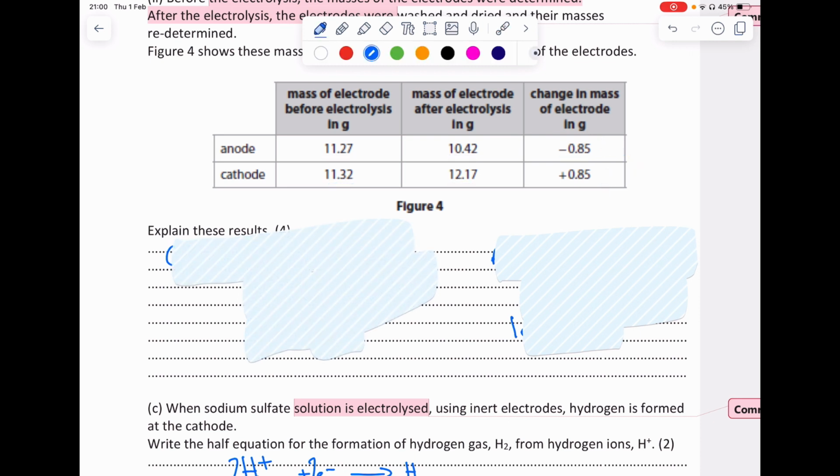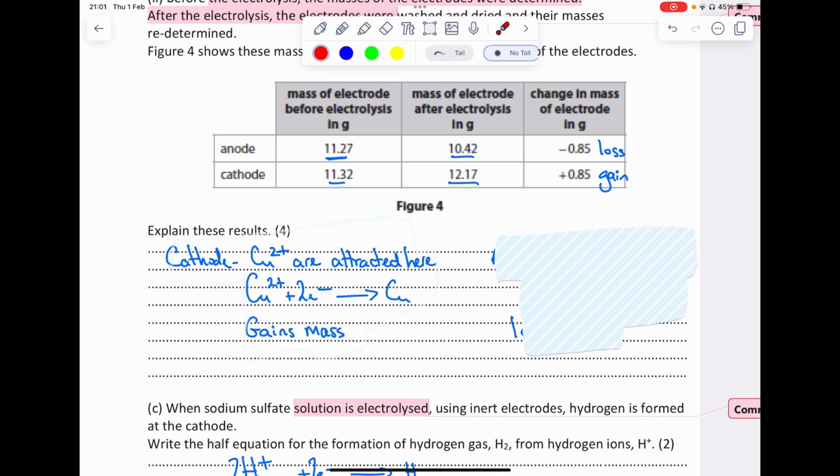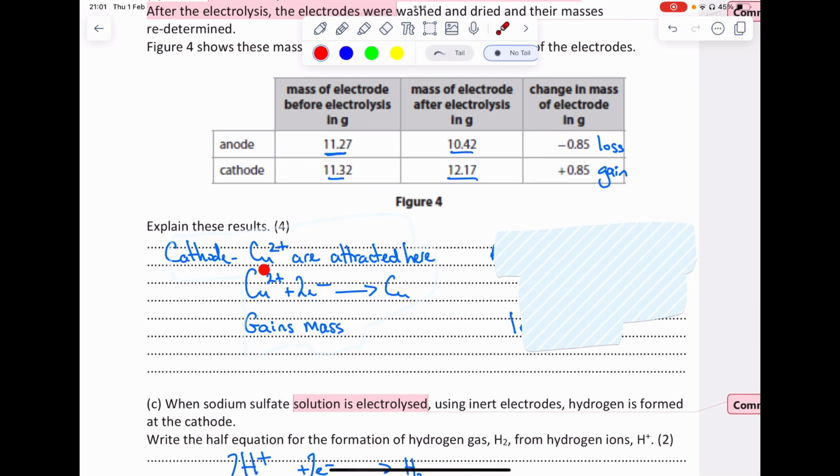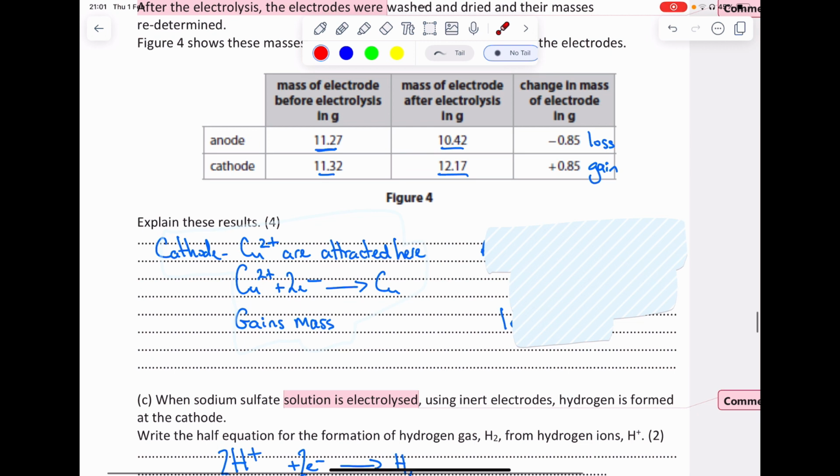Right, here we've got the anode, and it's going from 11.27 to 10.42. So this means it is losing mass, there's a loss of mass, and the cathode has increased to 12.27, so there's a gain in mass. So let's try and explain these results. So to explain these results, let's look at the cathode first. And at the cathode, we have copper ions being attracted there, and they are going to gain electrons to form copper metal. Because we're making new metal, this means the mass at the electrode is going to increase, it's going to gain mass.